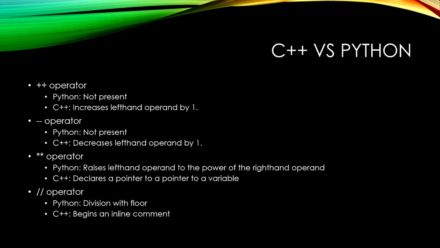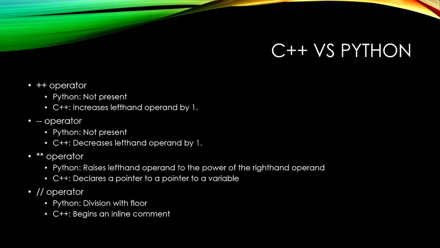And we have the times times, star star, or however you want to read it, operator. In Python, this is used for exponentiation. So 2 star star 3 is going to give you a value of 8. C++ does something very different with this operator. This is used to create a pointer to a variable. What's a pointer? We'll get to that way later in the course, after we start talking about classes and stuff like that. So for now, don't worry about it. Just know that this is how you create a pointer to a pointer.